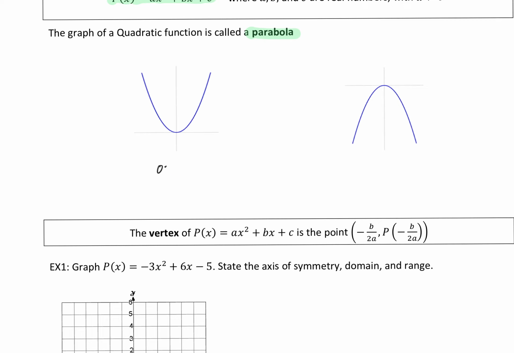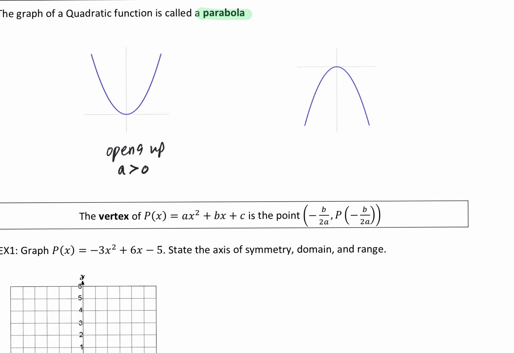if it opens up, that just means the a value, that leading coefficient on the x squared, is positive or greater than 0. And if it opens down, like this second example, that just means your a value is negative or less than 0.